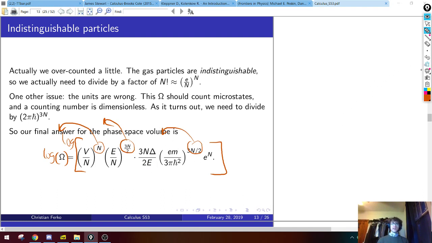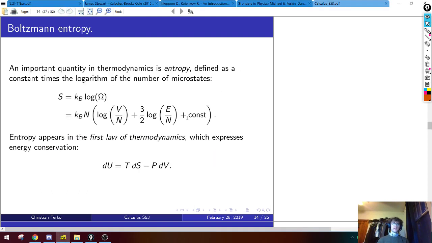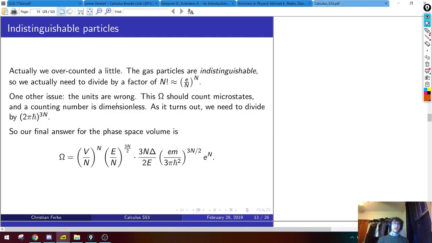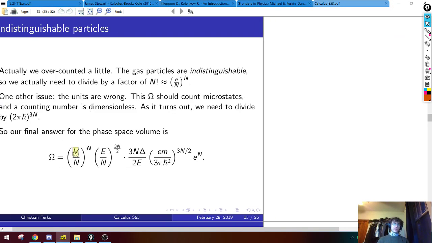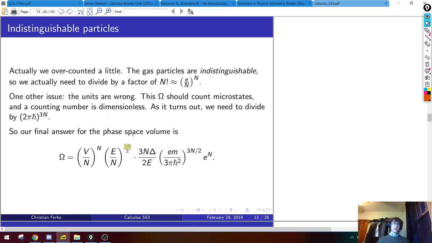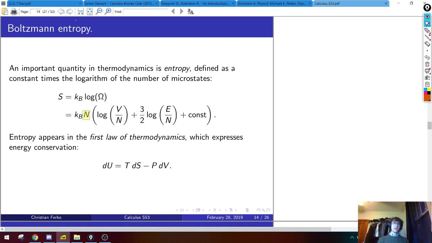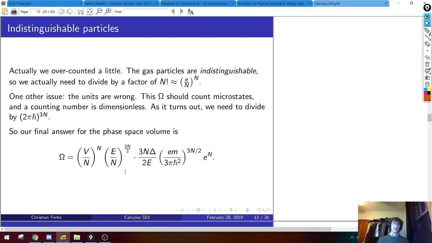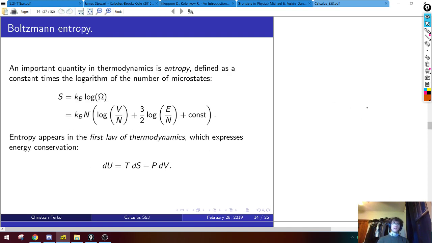So let me write that down on the next slide. When I pull out all those prefactors, here's the n out front. Now I have this log of v over n from the first term. This v over n came from the log of the first term. Then I had this 3 halves that came from pulling down the 3 halves, and I've already factored out the n, so there's a 3 halves left in front of the energy. You might have heard before that the energy of an ideal gas is 3 halves nkT. That's where the 3 halves came from.